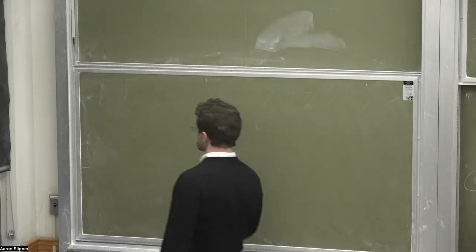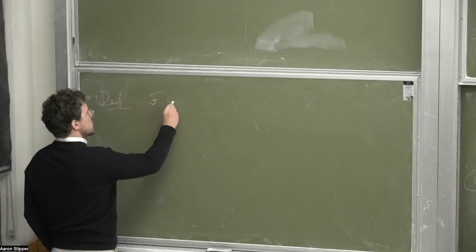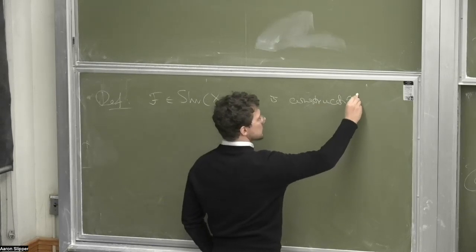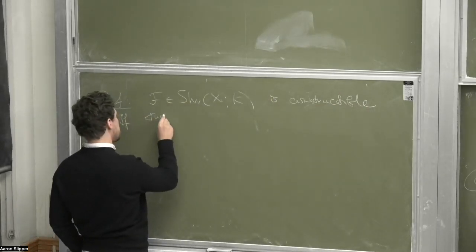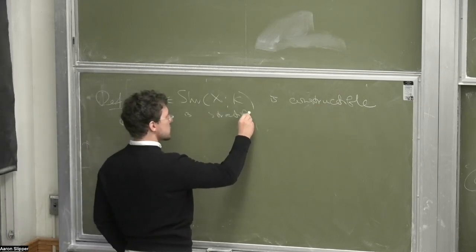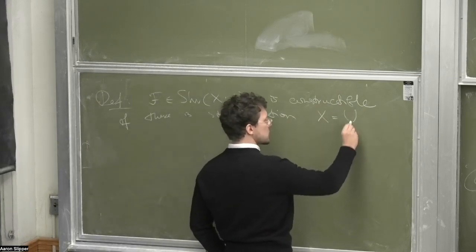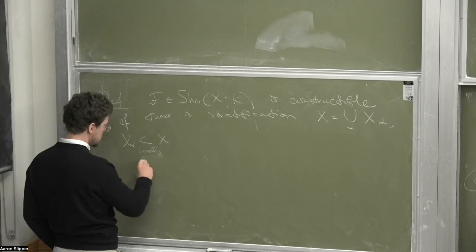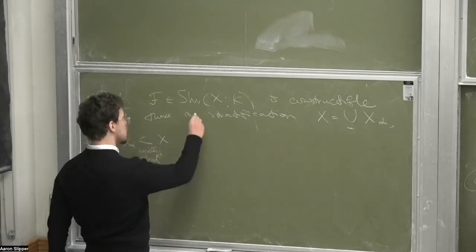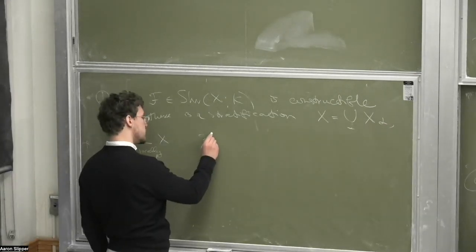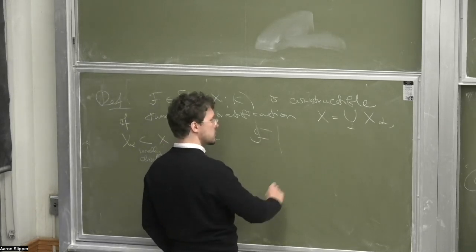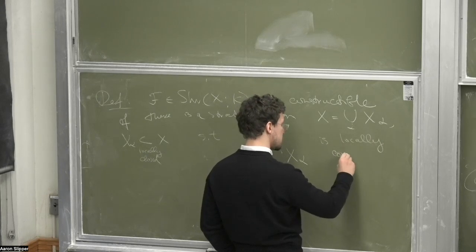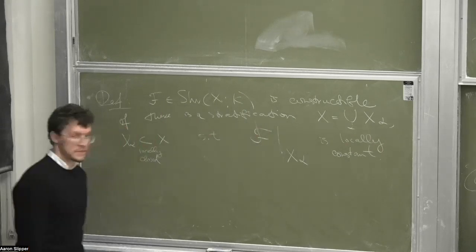So, description of compact objects. Definition: F in sheaves is constructible if there is a stratification X = union of X alpha, where each X alpha is locally closed, such that F restricted to each X alpha is locally constant. It's the description of compact objects.